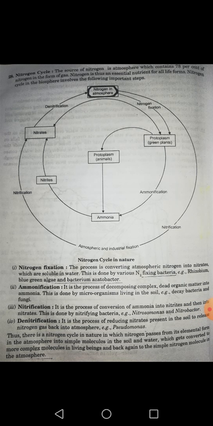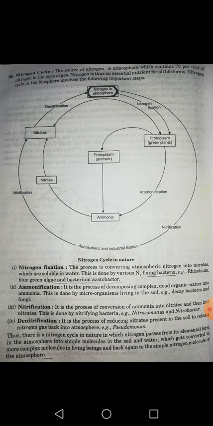So yesterday we discussed the water cycle. In the same series, today I am going to discuss the nitrogen cycle. Students, I want to tell you that nitrogen is a very essential component of all living organisms because it is the major component of amino acids, proteins, vitamins, and nucleic acids, and nitrogen is essential for most of the biochemical processes going on inside a living cell.